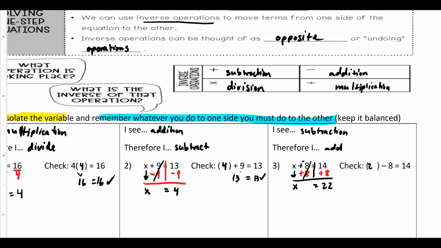Let's check it. 22 minus 8, or 22 plus negative 8, same thing, is equal to 14. 14 equals 14. You got the correct answer.